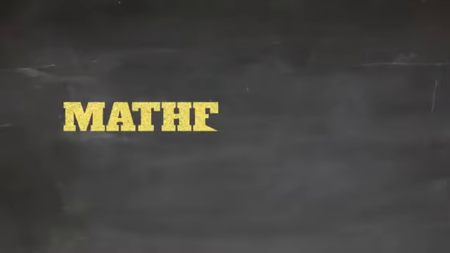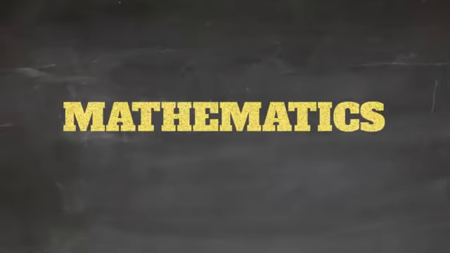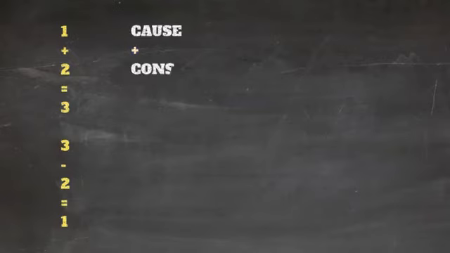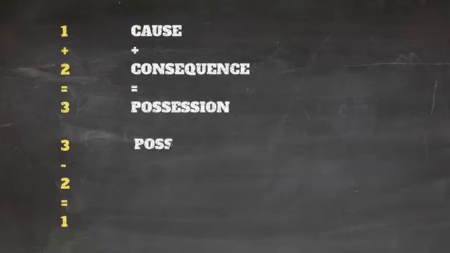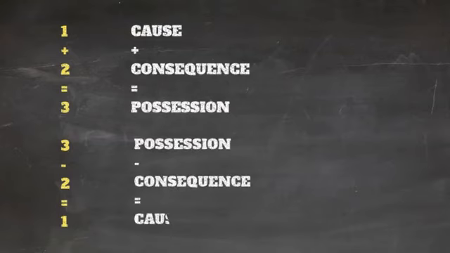This construct is mathematically certified. 1 plus 2 equals 3. 3 minus 2 equals 1. Cause plus consequence equals possession. Possession minus consequence equals cause.